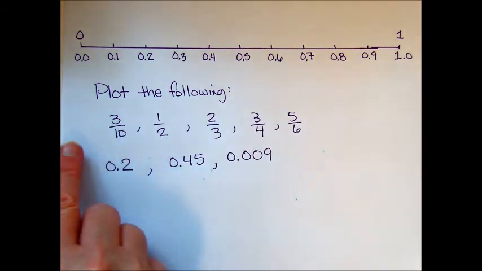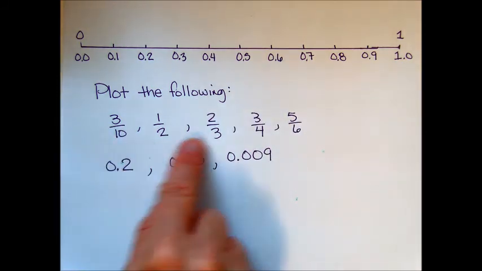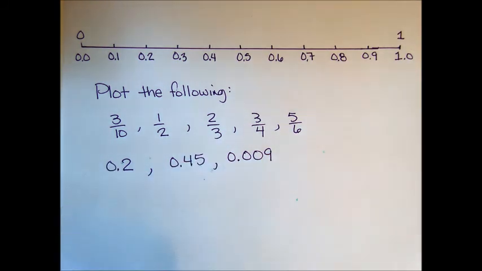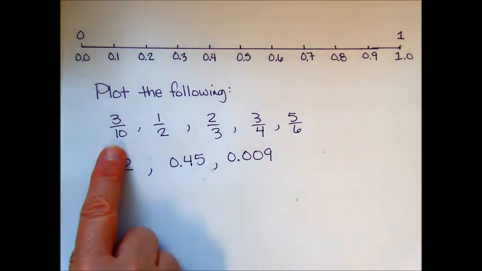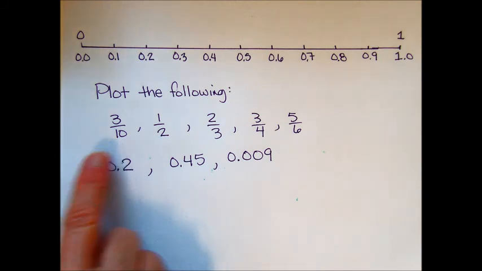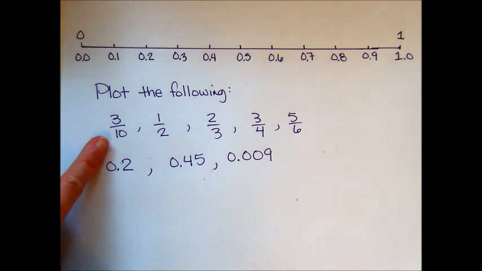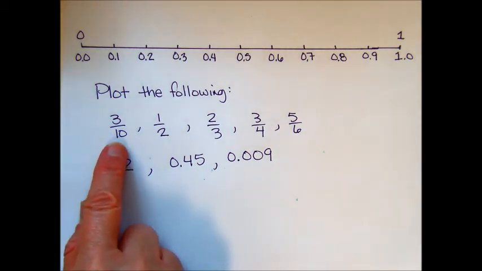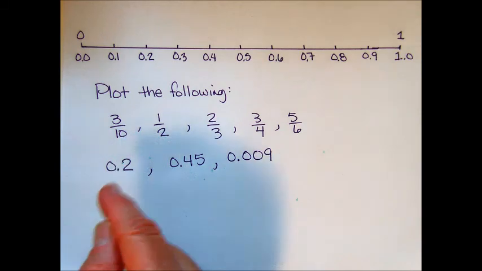Okay, now you can see that I've got some fractions that we're going to plot, as well as some decimals. Let's go ahead and begin with the 3/10. Now previously, I made a video lesson on converting fractions to decimals. And that's basically what you're going to be doing. You're going to be dividing the numerator by the denominator to get your decimal equivalent. But sometimes the fractions given are pretty easy, and you'll be able to see what it's going to be without actually going through the math.